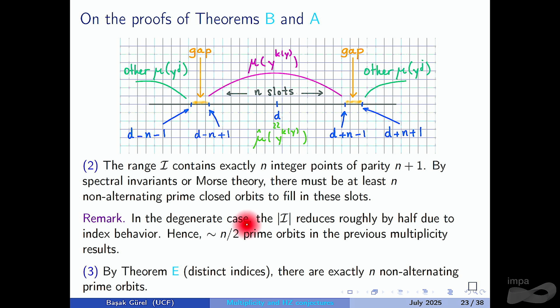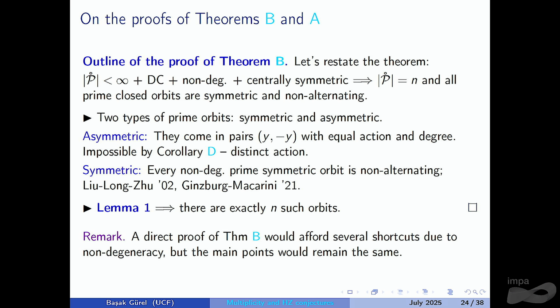So now when you use theorem E, since orbits with different degrees have different actions, you can then conclude that you must have precisely n non-alternating orbits. So that's that part of the story.